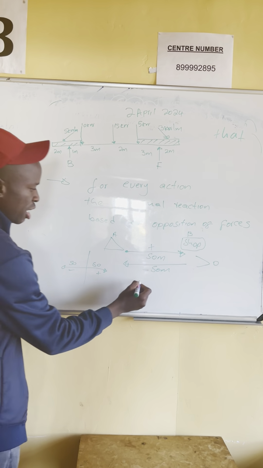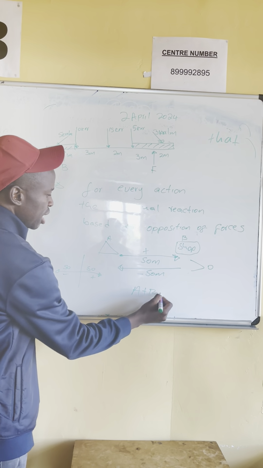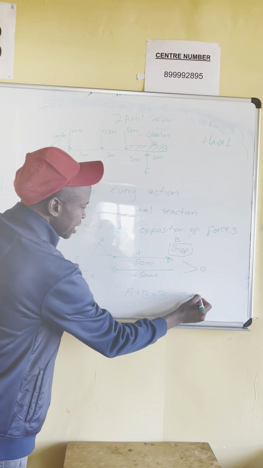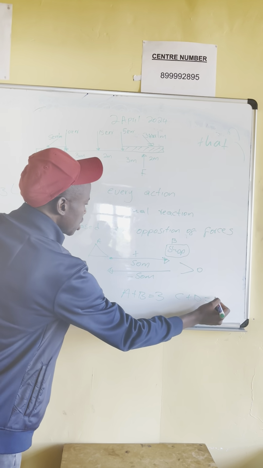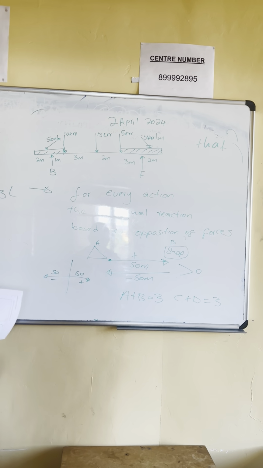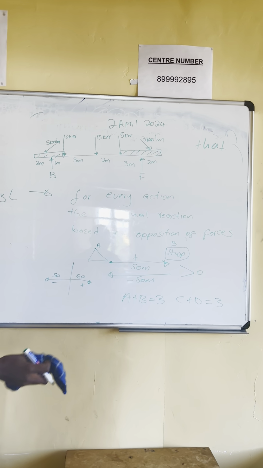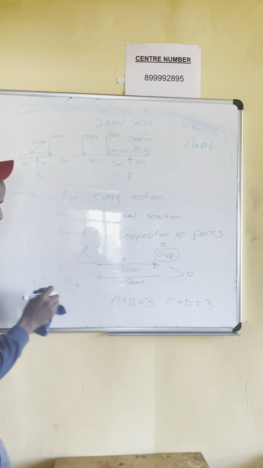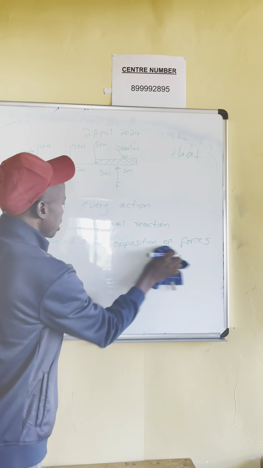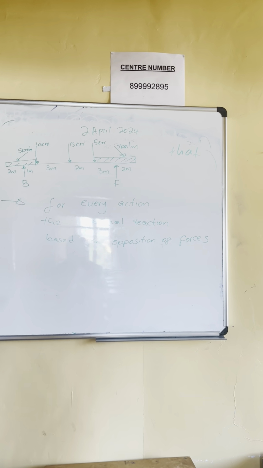They mean that if A plus B is equal to 3, now your C plus D should be equal to 3. What goes up should be equal to what goes down. That is Newton's third law. Now I'm taking this out. I hope you have seen something. And then I'm taking this out.